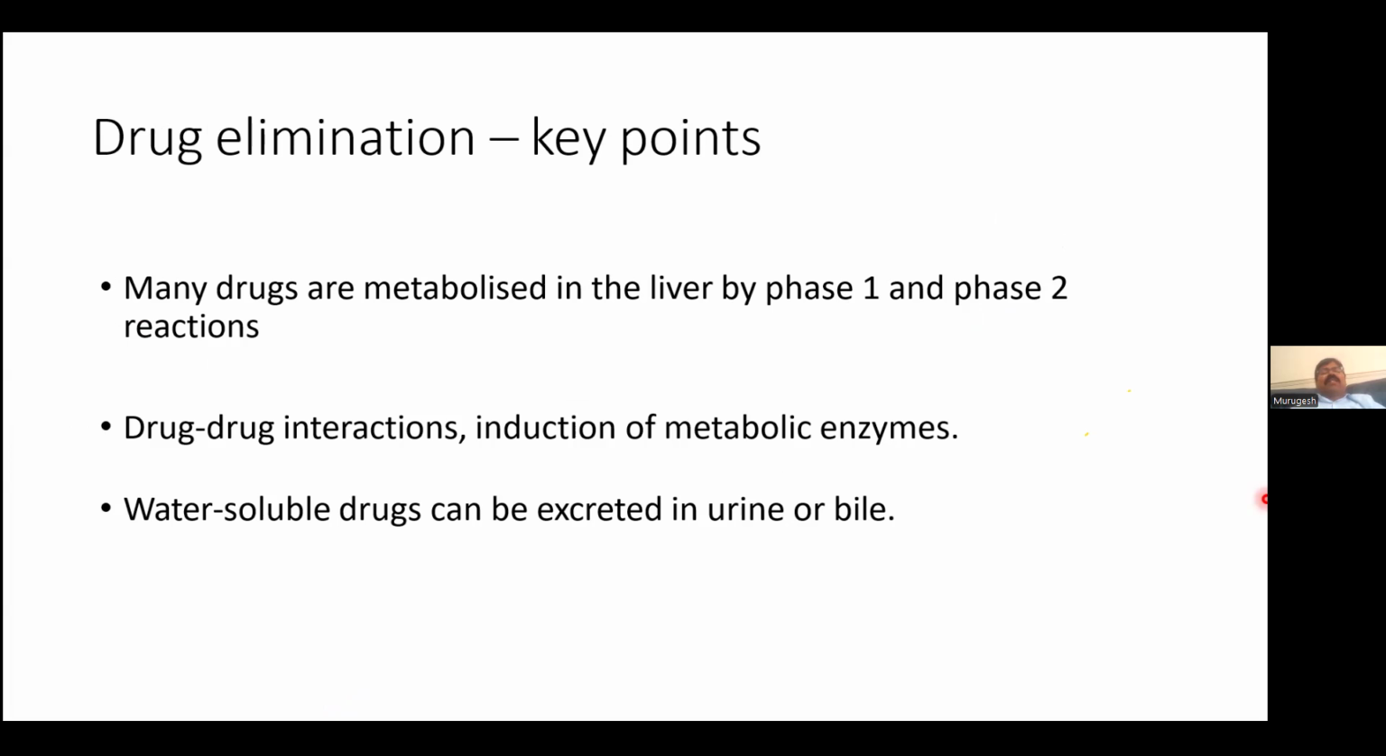So drug elimination, as I mentioned earlier, involves metabolism in the liver by phase 1 and phase 2, and then you have drug-drug interaction. There is induction of metabolic enzymes, for example by grape juice. Rifampicin will induce and bring other pharmacological agents down. Likewise, antifungals will inhibit and make the toxicity of other agents come out, like arrhythmogenic agents. You would have noticed that. So water soluble drugs can be excreted both in urine or bile.